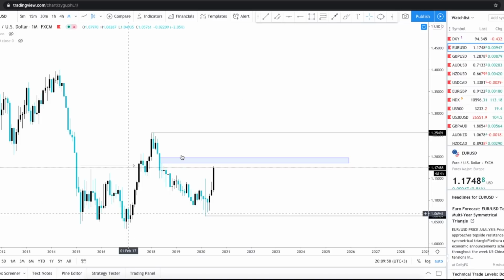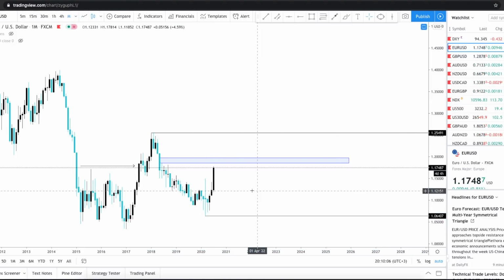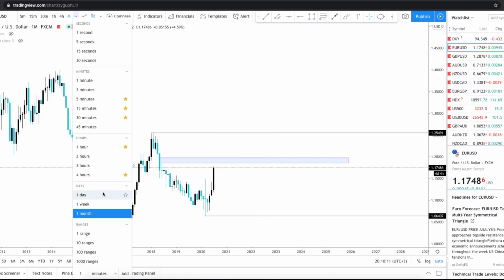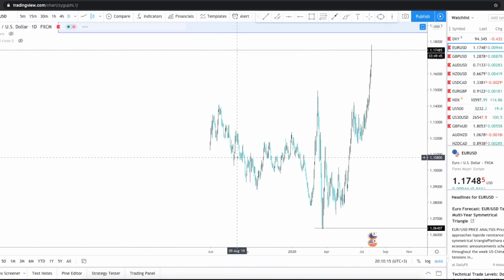And you can see the market came down to this money box. Market came down to this money box before it reversed. So this indicates to me that Euro USD is going to be bullish. Now if it's bullish, let's drop down to the daily. We're only going to be looking for buying setups, right?